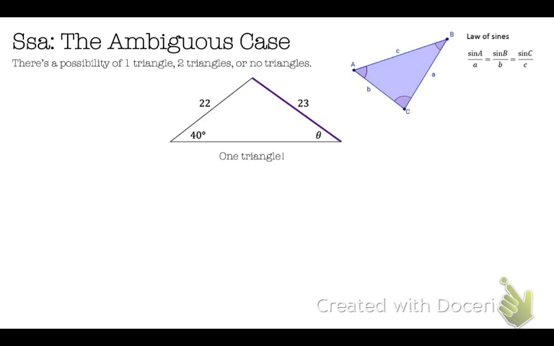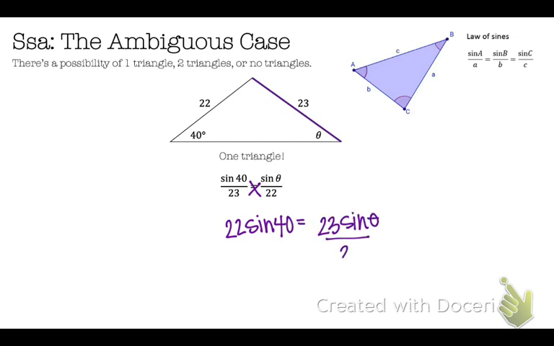And we're trying to find this angle measure right there. So this is going to be sine of 40 over 23 equals sine of theta over 22. Let me go through the steps of this. We cross multiply, and we get 22 sine of 40 equals 23 sine of theta. Divide that by 23, and we get 22 sine 40 over 23 equals sine of theta.